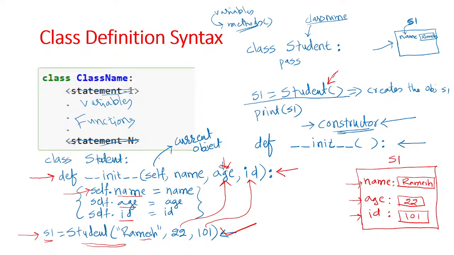In Python, please remember, there is no need to separately declare the attribute names. Inside the init method itself, you can give the names. Those names automatically define the attributes for the object, the s1 object.